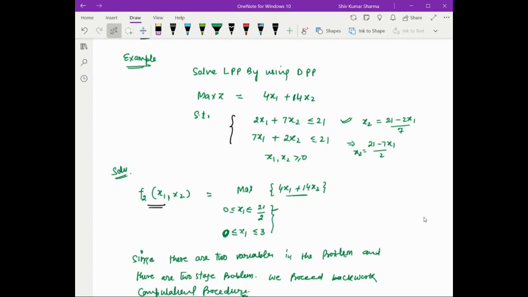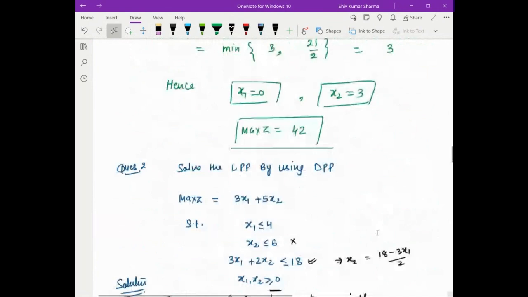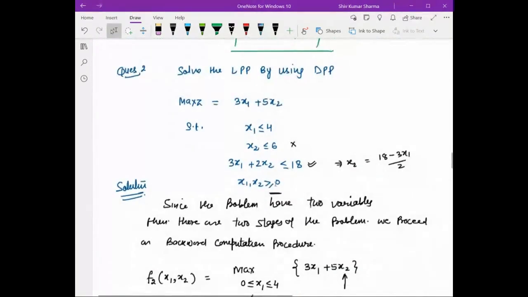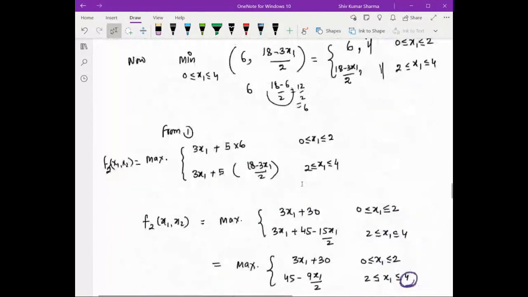How many stages are there to solve this problem? The problem has two variables, so there are two stages. So we write a two variable problem, two stage problem, in each question. This question also has two variables, and this question also has two variables.